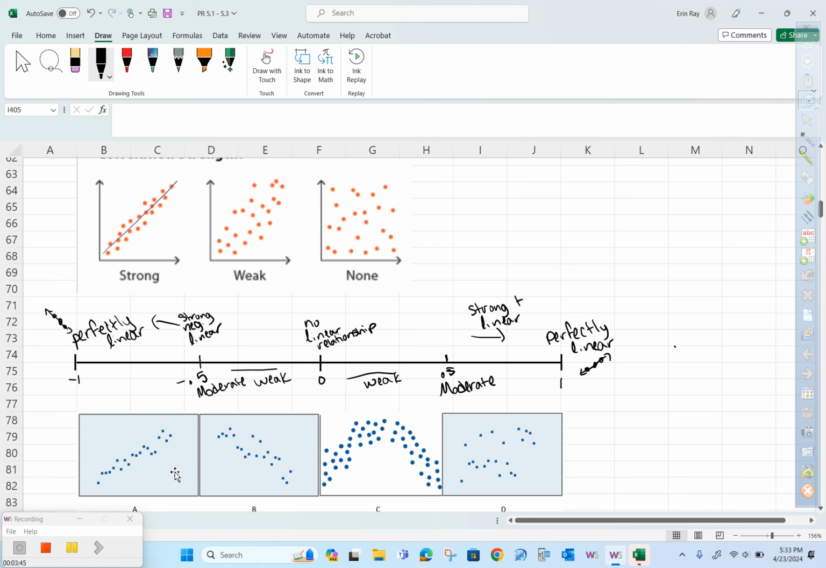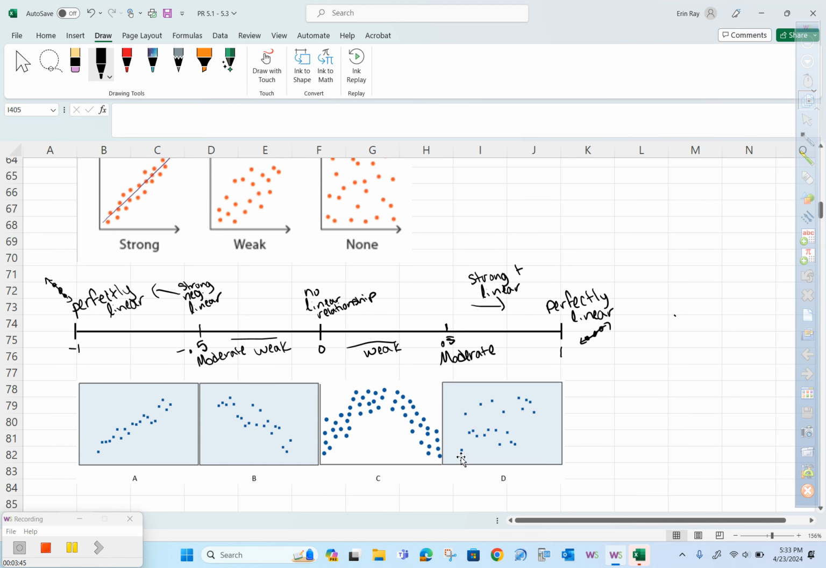So what we're going to do is just place A, B, C, and D on this number line just for practice and the visual. So A is positive, and it looks like it's pretty strong because they're tightly bound. You could draw a line on there pretty easily. So this correlation coefficient, maybe it's 0.8 or 0.9, so it'd be over here.